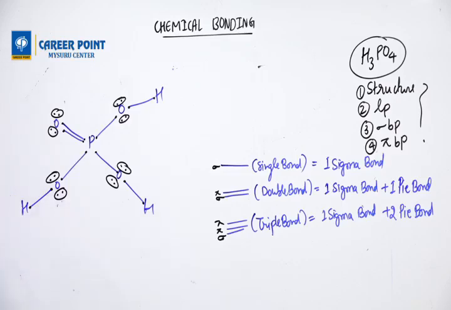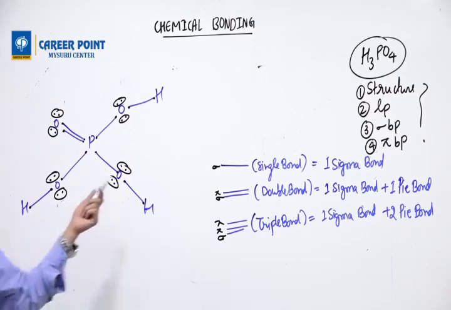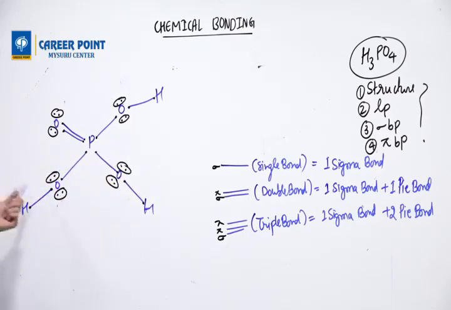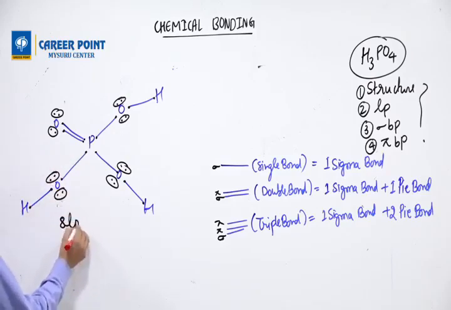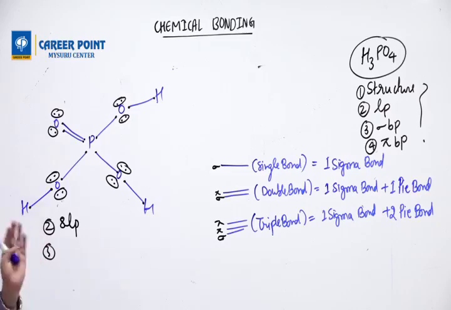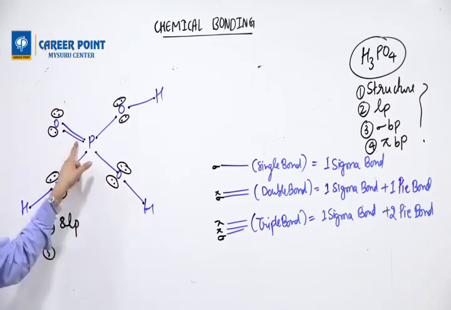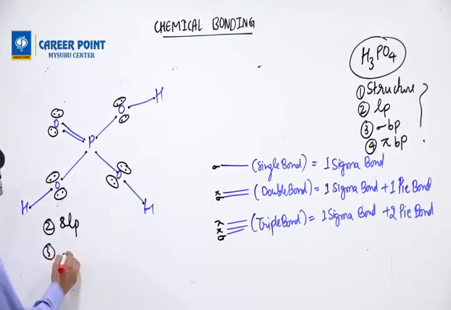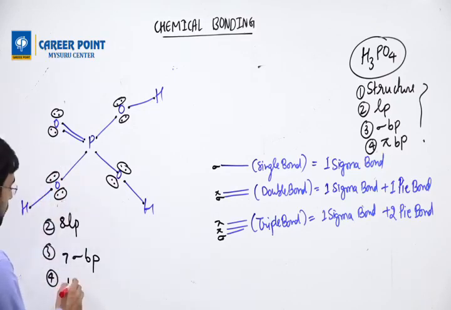Right? So now I want to write, the first question was the structure. So I plotted a structure. The second one was lone pair. So how many lone pairs total? 8 lone pairs. The third question was how many sigma bond pairs? Sigma bond pairs means each line will have one sigma. So 1, 2, 3, 4, 5, 6, 7. So it has 7 sigma bond pairs. Then the next question, pi bond. How many pi? 1 pi bond pair. Done.